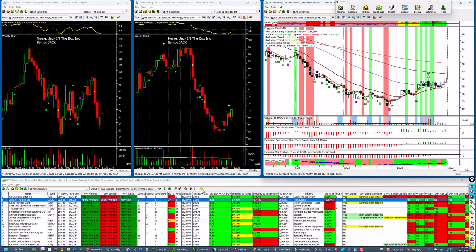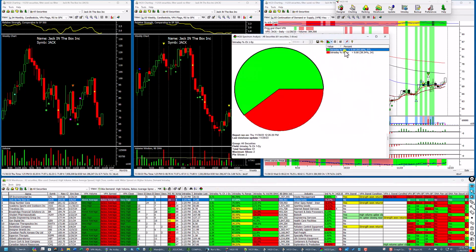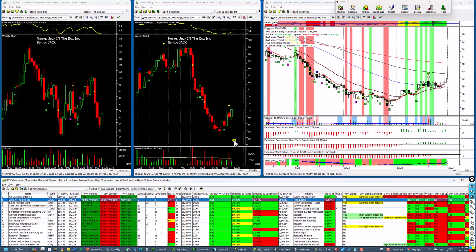Let's look at this. Wow, 60% compared to 40% using the high volume below average spread. Looking at these green bars, this is a continuation, continuation, continuation. 2 continuation days here, but it had to base sideways, and now it's trying to break past this short-term resistance. The weekly chart is now up on Jack in the Box. So you can see that all of these scans work.